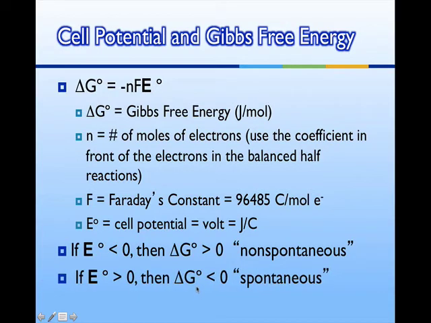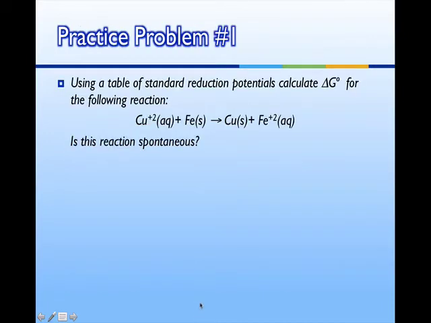Things you need to know then in relationship to whether something is spontaneous or not. If the cell potential is greater than 0, so if we get a positive voltage, and the Gibbs free energy is greater than 0, then this is going to be a non-spontaneous reaction, because the Gibbs free energy has to be a negative number. It has to be less than 0 in order for it to be spontaneous. So that's what we see right here: if the voltage of the cell is greater than 0, so it's positive, and the Gibbs free energy is less than 0, so it's negative, that's how we're going to get these spontaneous reactions to occur.